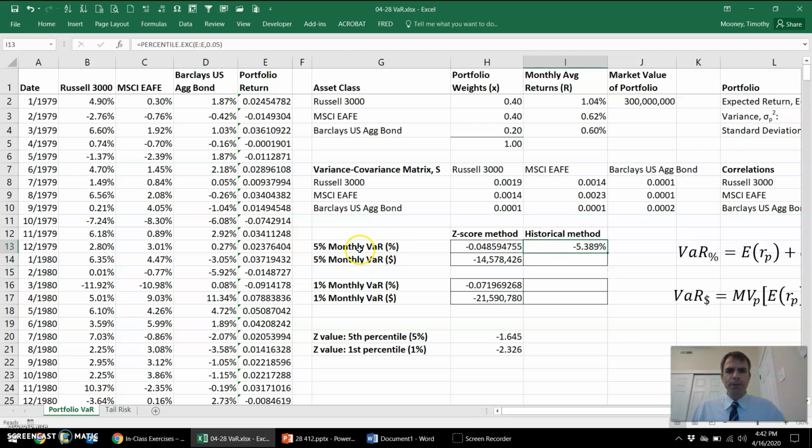So for the 5% monthly VaR using historical data, 5% of the time the portfolio's return is going to be at least negative 5.4%. We could express that in dollar terms just by multiplying the VaR we found above in percentage terms times the market value of the portfolio. 5.4% of the portfolio's value translates to $16.2 million.